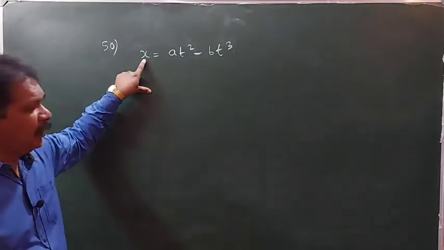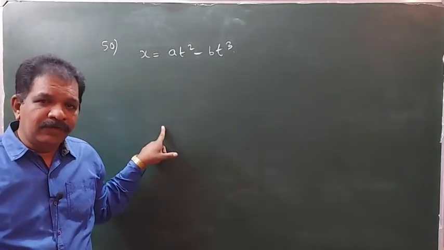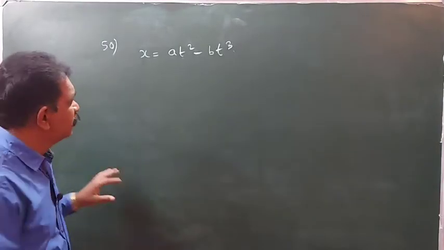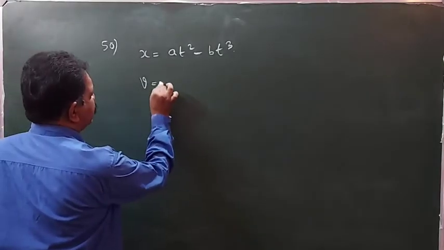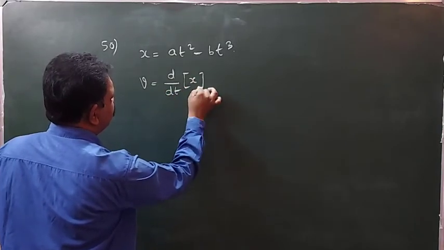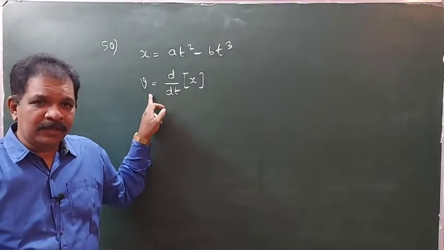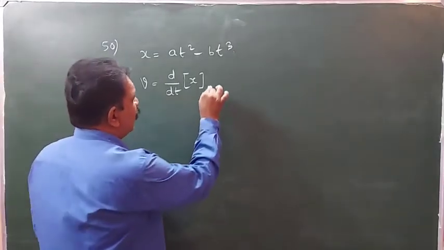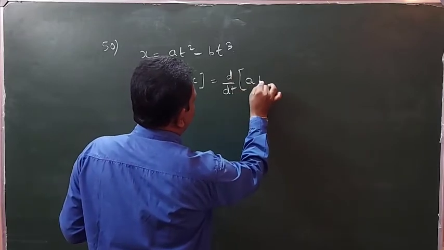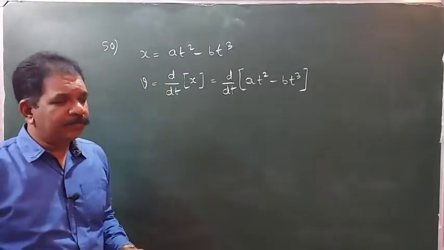If we differentiate displacement, we will get velocity. If we differentiate velocity, we will get acceleration. So first, to get velocity, I am differentiating this with respect to time. If we differentiate displacement, what are we getting? Velocity. So this is d by dt of at square minus bt cube.